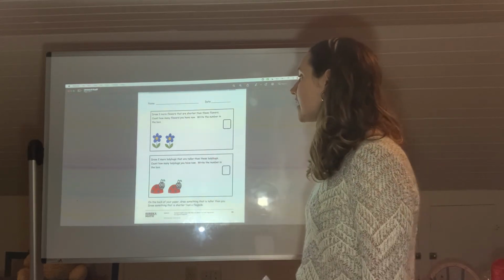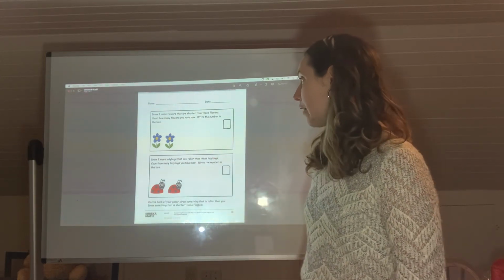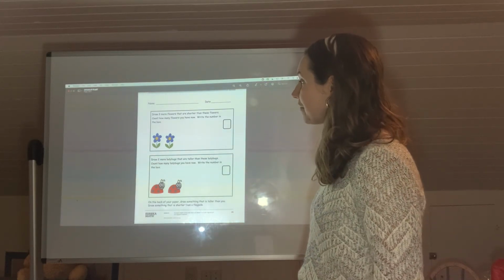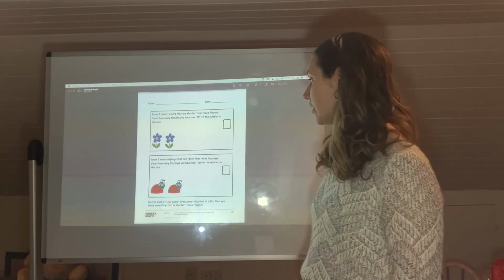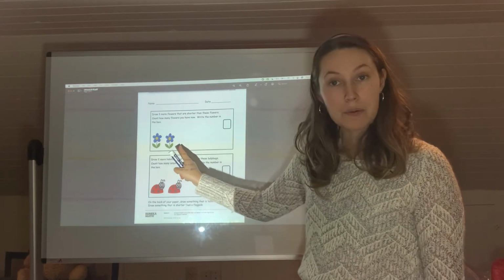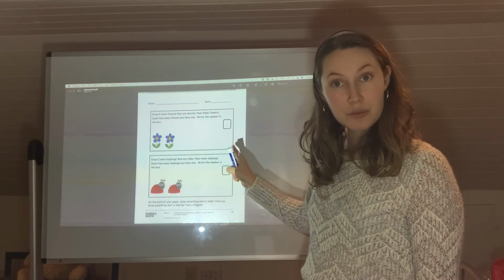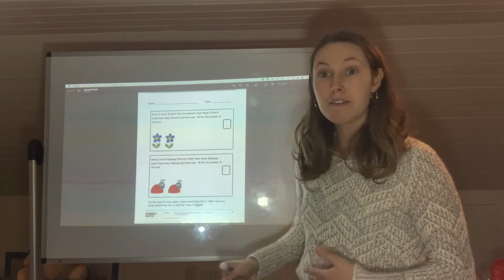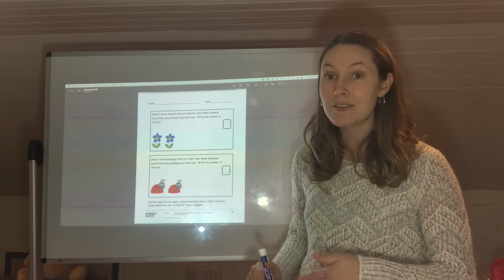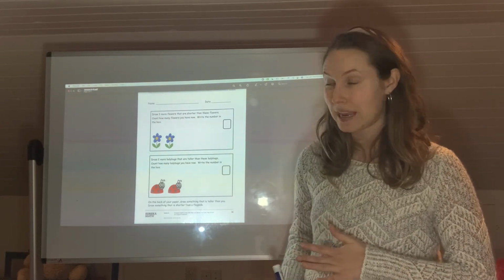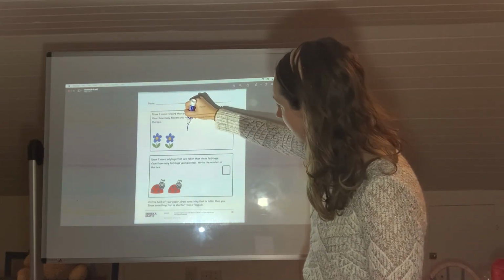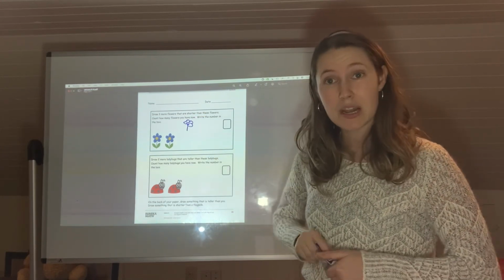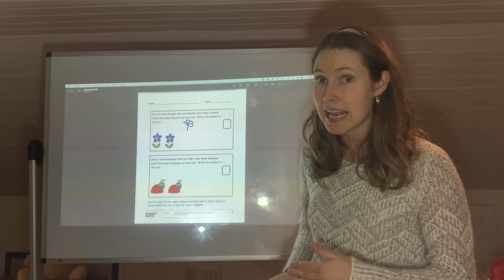The first one says, draw 3 more flowers that are shorter than these flowers. Count how many flowers you have now. Write the number in the box. So you're starting out with 2 flowers here. You have to add 3 more and make them shorter than these flowers. Remember that a good way to do that is to have your flowers start at the same endpoint. Don't start them like up here, because then it's going to be hard to compare them. Remember, it's easier to compare our items when they start at the same endpoint.